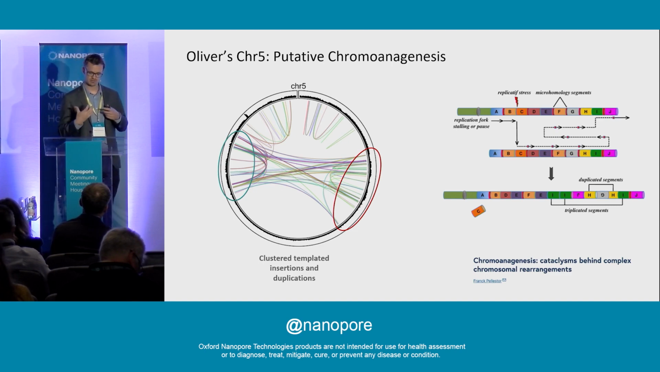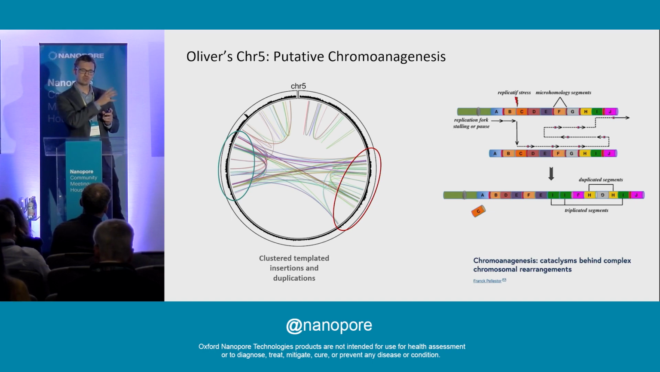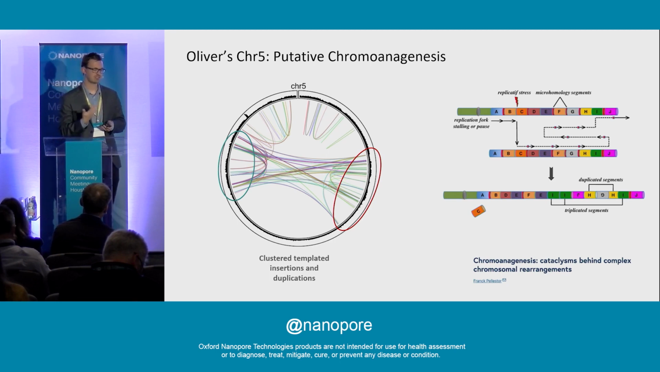a whole chromosome cataclysm where a replication fork stalls, and then it starts producing copies from another DNA material that is just floating around and switching templates, and it basically creates a mosaic of a chromosome.